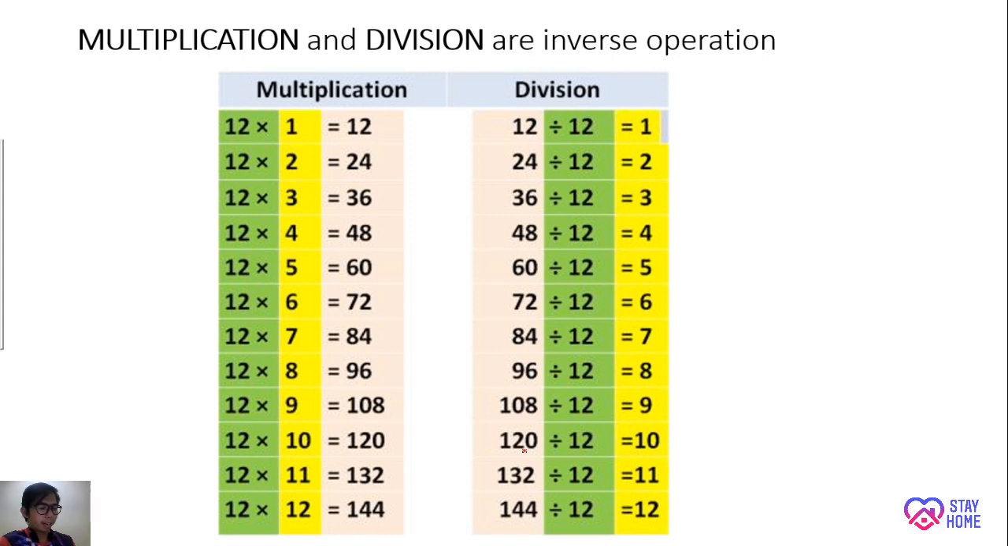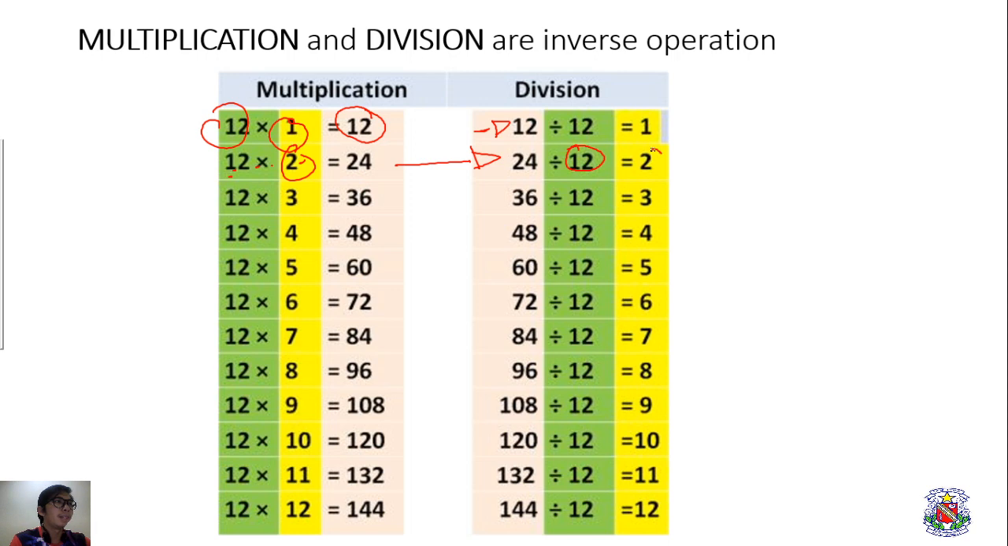If you get a question for division or multiplication, you must look at here. This is the same operation actually, but it's an inverse operation. For example, I have 12 times 1. The answer will be 12. So in division, the 12 must be in front. Now we do question number 2. 12 times 2 equals 24. So 24 must be in front, the 12 must be in the middle, and the 2 must be at the back. It's just reversed actually, very easy. 36 must be in front, 12 must be in the middle, and the 3 must be at the back.